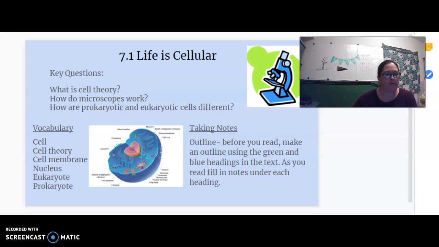Hey everyone, today we're going to talk about life is cellular. So some of our key questions: what is cell theory? How do microscopes work? And how are prokaryotic and eukaryotic cells different? Vocabulary you will need to define: cell, cell theory, cell membrane, nucleus, eukaryote, and prokaryote.